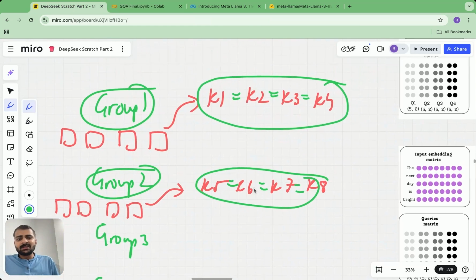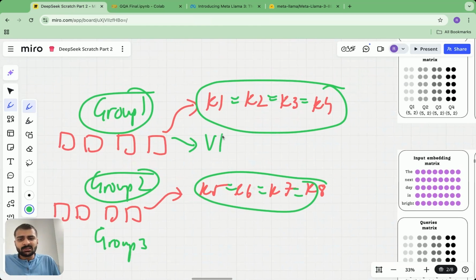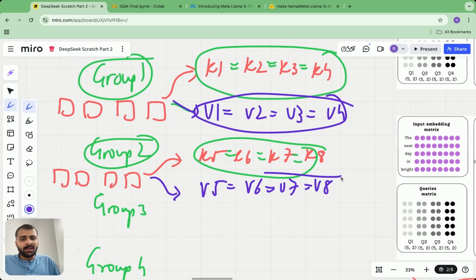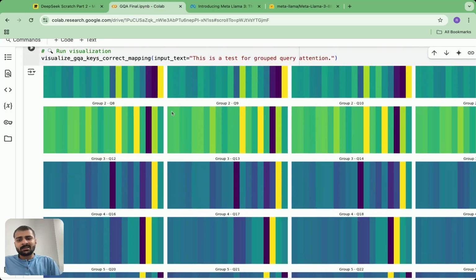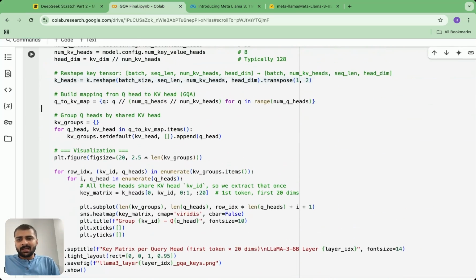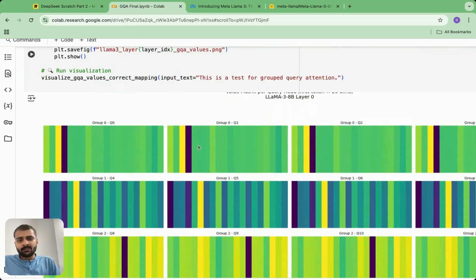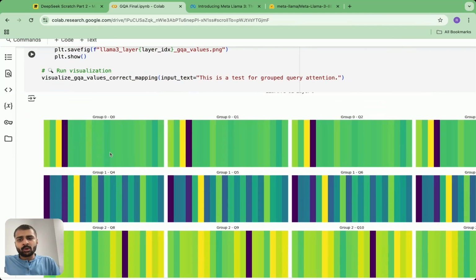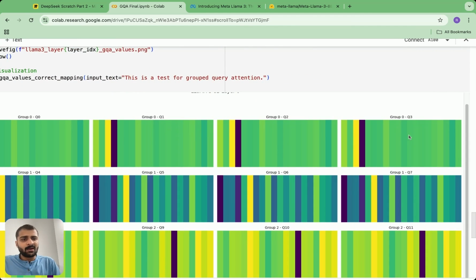Then I did the same thing for the values. I did the same visualization for the values, where within, let's say, group number 1, V1 should be equal to V2, V3, and V4. Then in group number 2, V5 should be equal to V6, V7, and V8. This is exactly what I tested next. So my next plot was exactly replicating this, but now for the values. If you see, group 0 has the same values matrix across all my heads: head 1, head 2, head 3, and head 4.